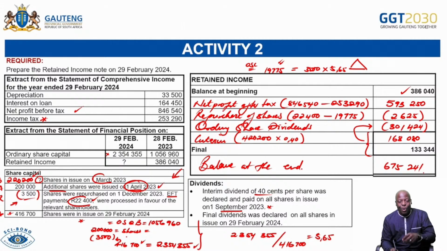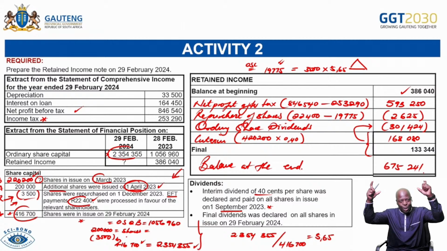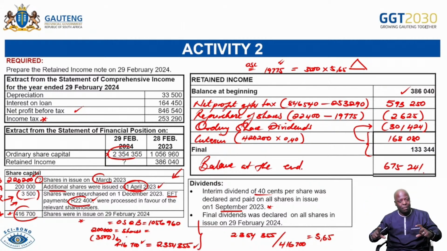Because once you take your number of shares at the end, divide it by your ordinary share capital, that will give you the very same average price that was used on the repurchase of 3,500 shares. That's basically what we did. We relied on the bar: if it's beginning, addition, repurchase, and you don't have that repurchase, look at the bottom. If you can't get it at the top, beginning and addition, then look at the bottom. But you can only do it if it's beginning, addition, then repurchase.